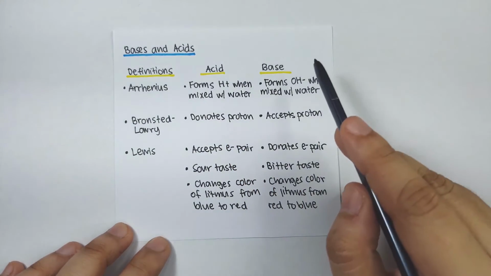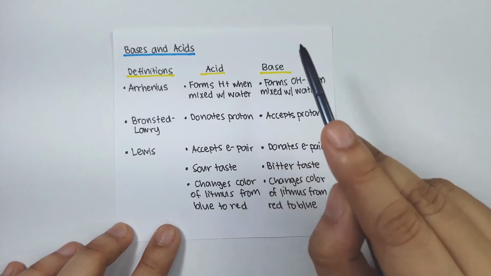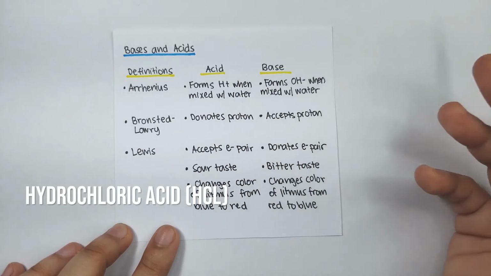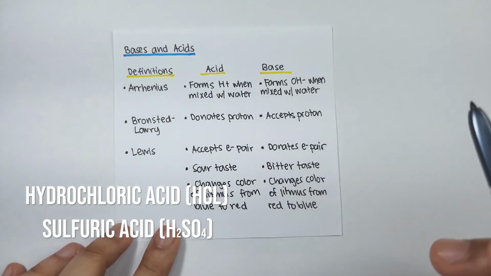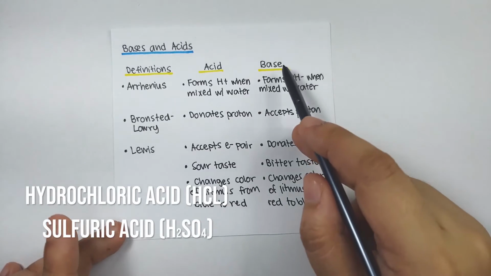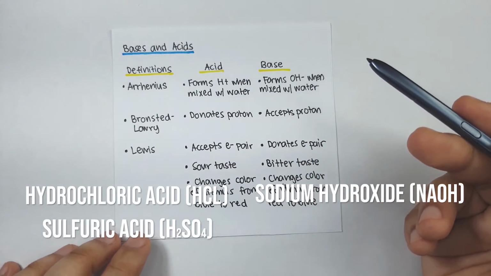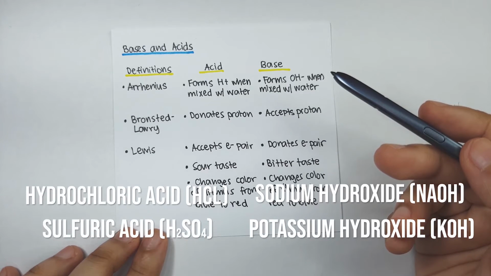Pero pag ang nabuo nito ay mga OH- na ions, ay base ka. Okay, so halimbawa ng acid ay hydrochloric acid, HCl, sulfuric acid, H2SO4, while mga halimbawa naman ng base ay sodium hydroxide, NaOH, and potassium hydroxide, KOH. So, by mata-mata, madali lang ma-identify which is which.